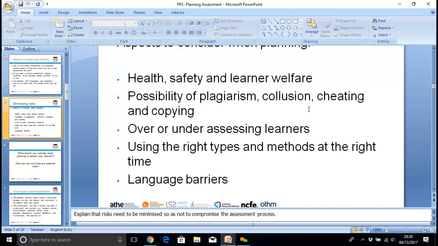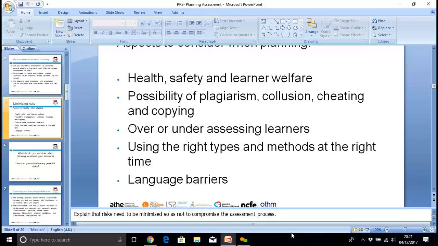So under assessing is not assessing enough really to give them the direction they need to move to the next stage. And again, using the right types and methods at the right time. Some of the academic work, you're really tied to a certain extent as to the different methods you can assess. I've mentioned a couple, which is observation. Obviously, if a presentation is done, be it online or in the flesh, so to speak, that can be observed, and that can be an observation and recorded.